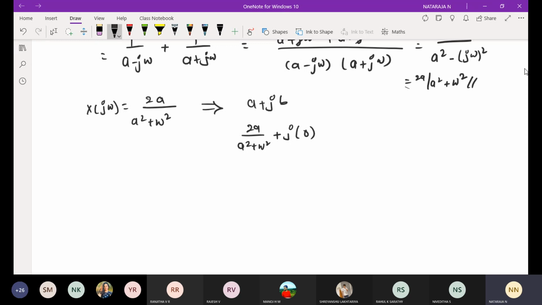By making use of this, I am going to find the magnitude. First I will find the magnitude. Magnitude of X of j omega is equal to root of a square plus b square, which gives 2a divided by a square plus omega square. Okay, we have found the magnitude. For this magnitude, I am going to sketch the spectrum. Okay, this is my spectrum.